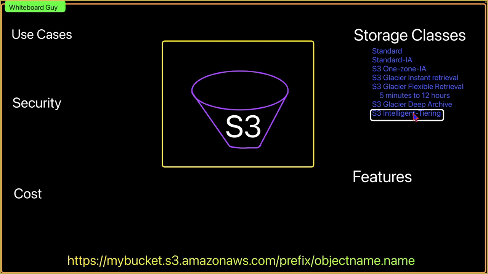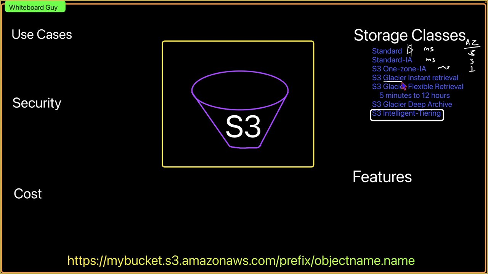Let's talk about standard. Standard is the most expensive way, but your data is available within milliseconds, and it is available in 3 availability zones. You get standard infrequent access. This is a bit cheaper, and it is also available within milliseconds, and we'll also keep it in 3 availability zones. One zone is available in milliseconds, but it is stored now only in 1 availability zone.